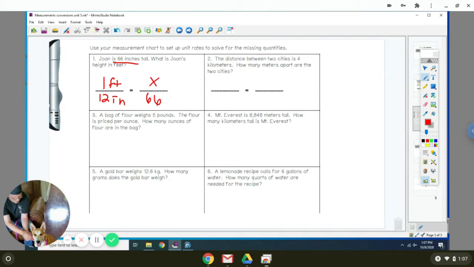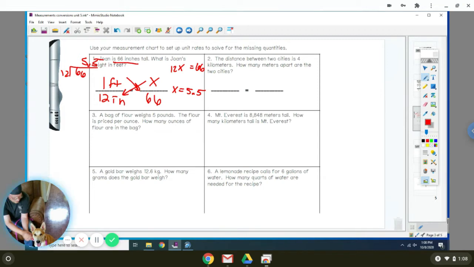So you're going to cross multiply. x times 12 is just 12x, and 1 times 66 is just 66. So basically what you're doing is you're going to divide 66 by 12, which comes out to 5.5. So that means she is 5.5 feet tall.